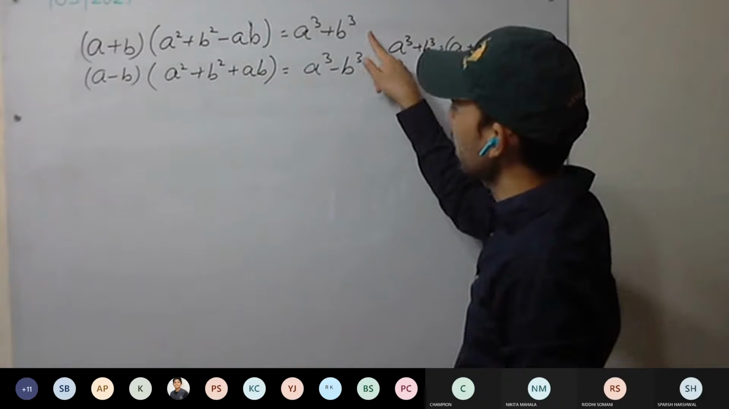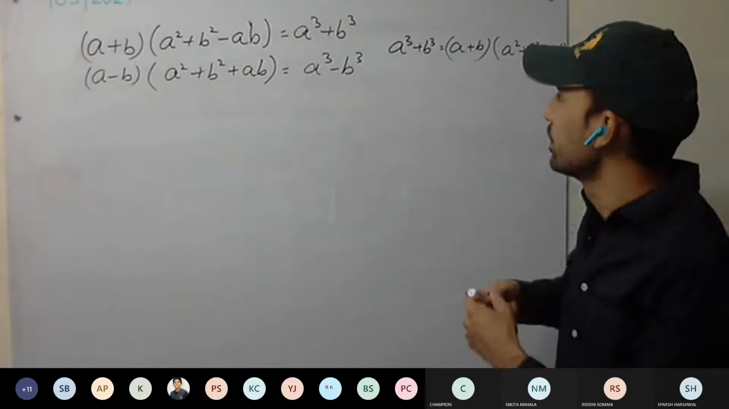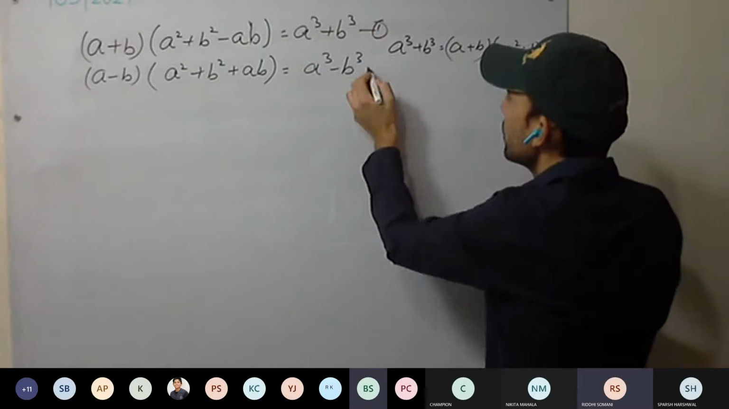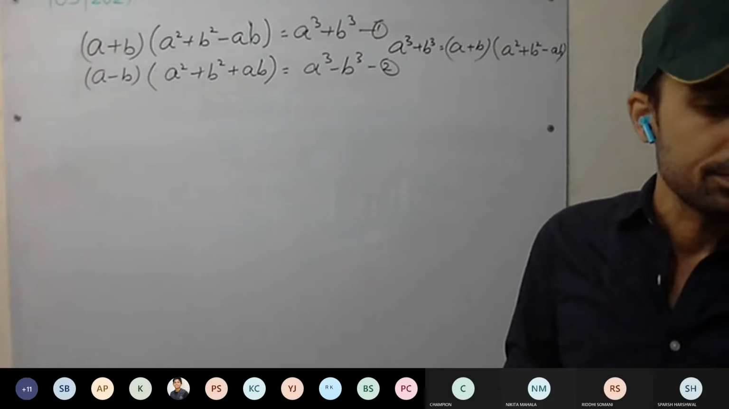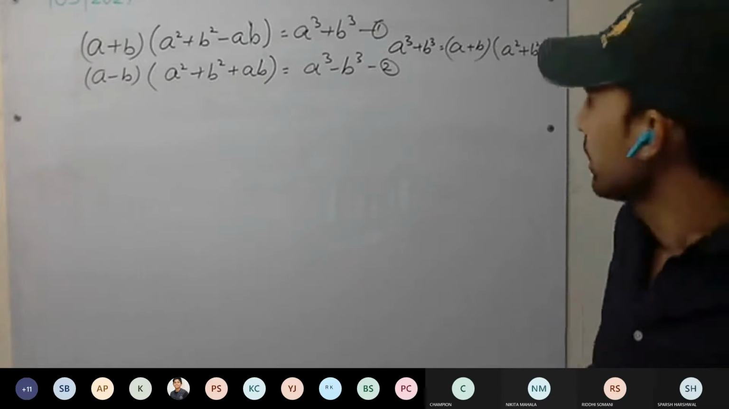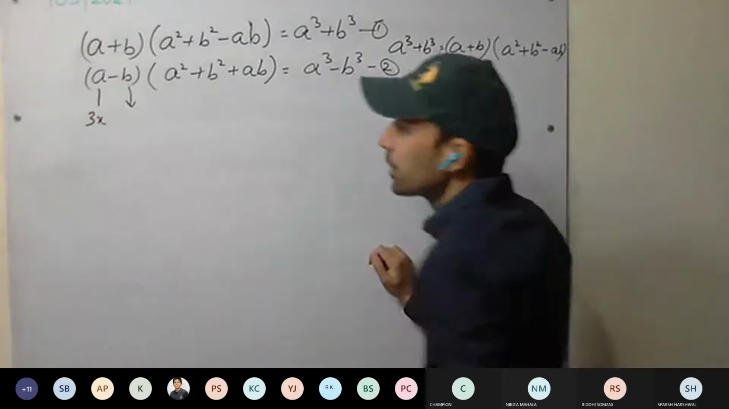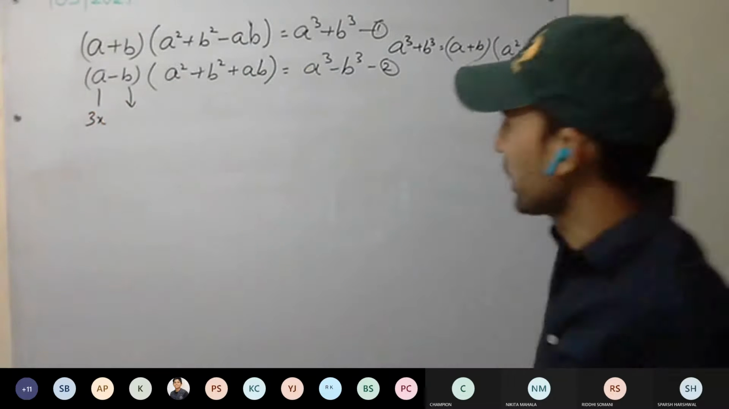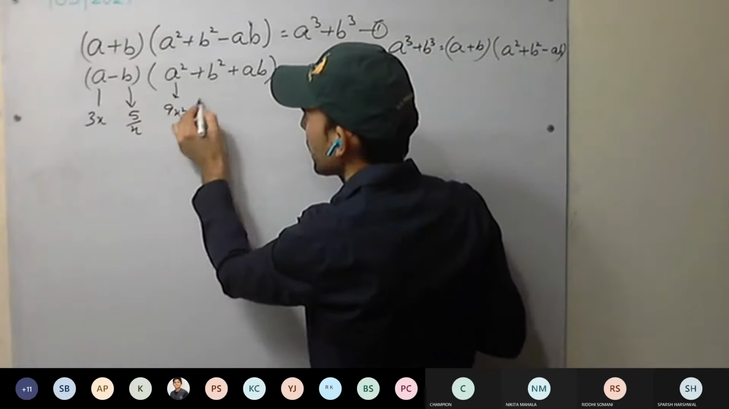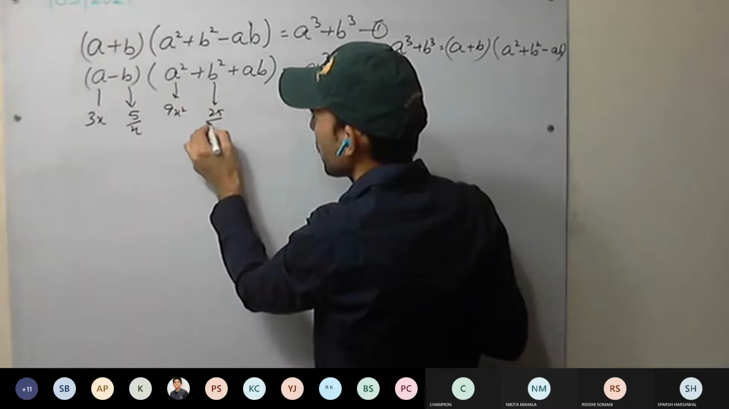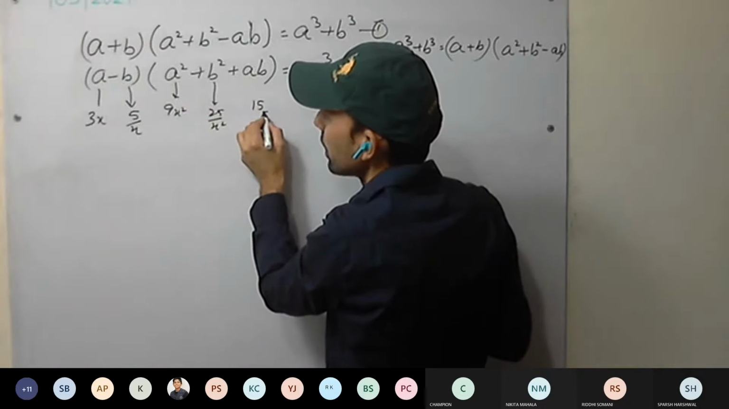So applying the second equation, find what will be a. For this, which equation are we going to use, first or second? Second, okay. So here a will be 3x, and b is 5 upon x. Then a square is 9x square, b square is 25 upon x square, and here ab will be 15.